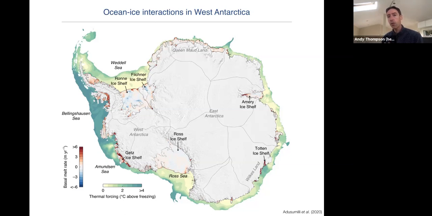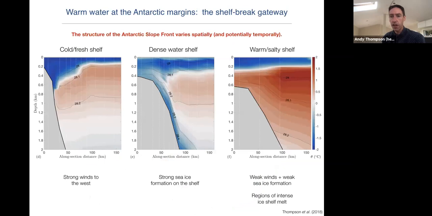And if we think about what are, again, the drivers of these changes in thermal forcing on the shelf, I'd argue that the dominant process that people have focused on so far has been what happens at the shelf break. So the transition from the continental slope to the continental shelf. And we know from decades now of hydrography and also modeling work the structure of what we call the Antarctic slope front.